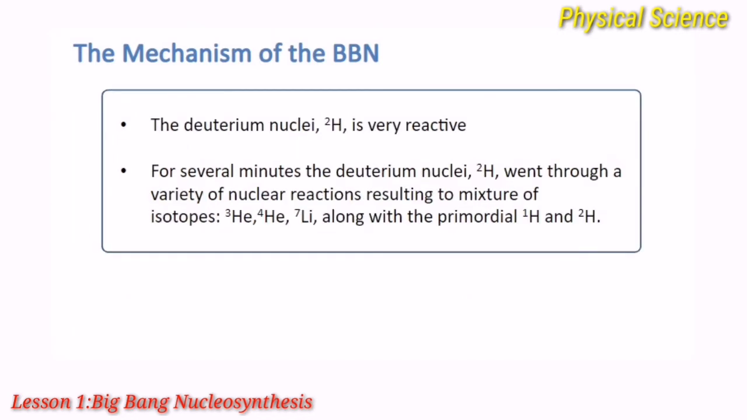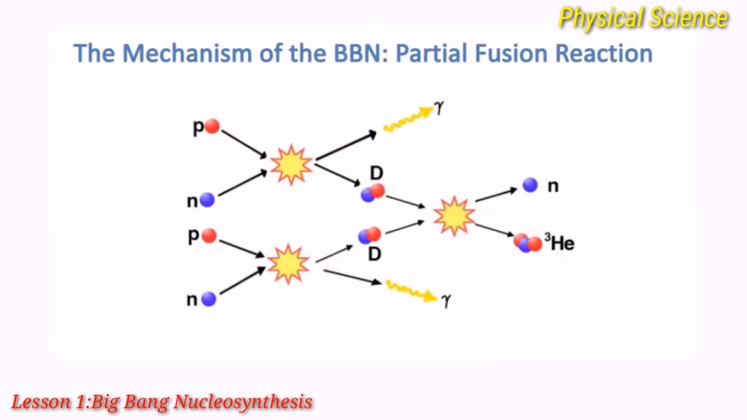The deuterium nuclei is very reactive. For several minutes, the deuterium nuclei went through a variety of nuclear reactions, resulting in a mixture of isotopes. So we have here He3, He4, and Li7, along with the primordial H1 and H2. This is the mechanism of the Big Bang nucleosynthesis, also known as partial fusion reaction.